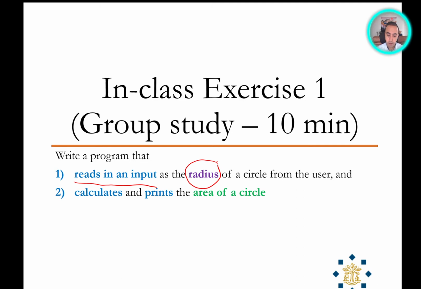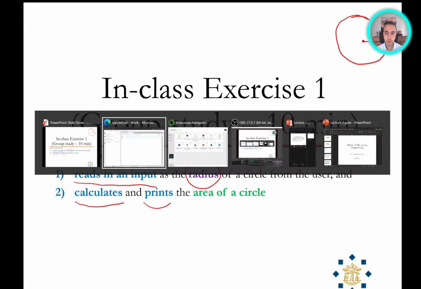So what is a circle? A circle is a geometric shape, right? And the radius is this guy. It's called R. So we are going to ask someone to give us the radius of a circle that they want the area calculated for. And then we are going to calculate and print the area of the circle. We have three tasks. We first read in the input, and then we calculate and print the area.